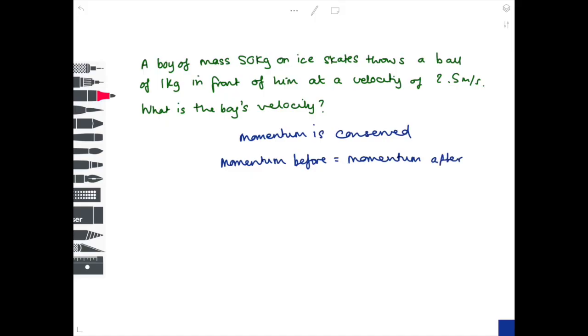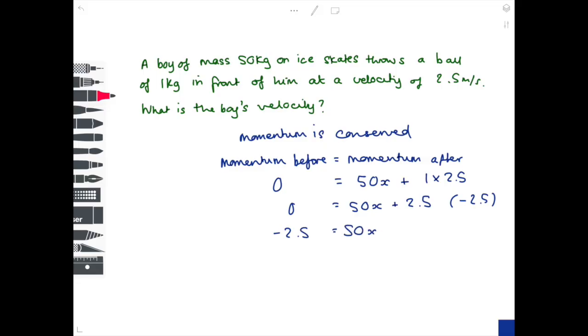The momentum before is 0 because neither the ball or the boy has moved. The momentum after will be the mass of the boy times his velocity plus the mass of the snowball times its velocity. So cancelling down, 50x plus 2.5, take 2.5 away from both sides. And then to get x by itself, you want to divide by 50, again on both sides. So the boy's velocity is minus 0.05 meters per second, which means he's travelling in the opposite direction.